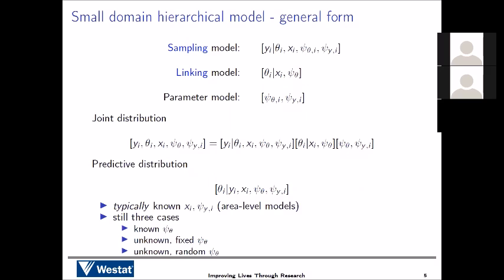And the process model for theta is now a linking model, because we're linking the quantity of interest theta i with some covariates xi that are available. And finally, the parameter model for the parameters. Again, we have to derive the predictive distribution of theta i given yi, xi, and the parameters in order to make inference for theta. Typically, in an area level model where yi and psi i are available for domain i, those are assumed to be known, since we derive them using survey data. And again, for psi, we can talk about three different cases: known, which is not common in practice, or unknown, or estimated.